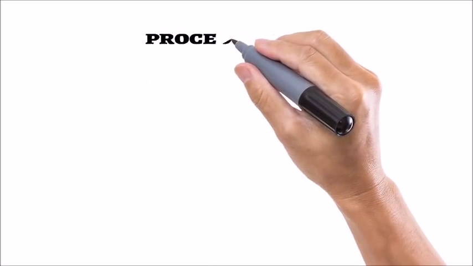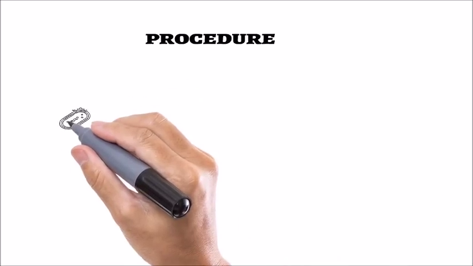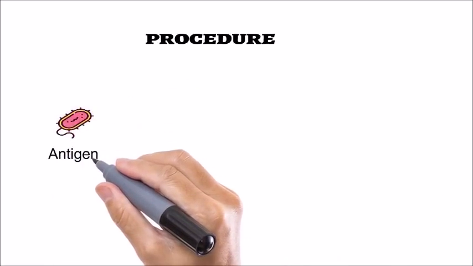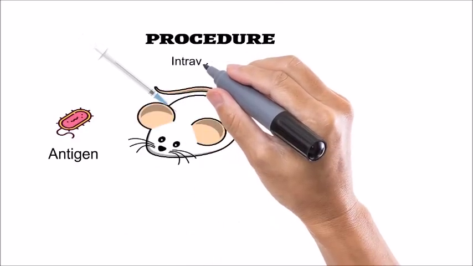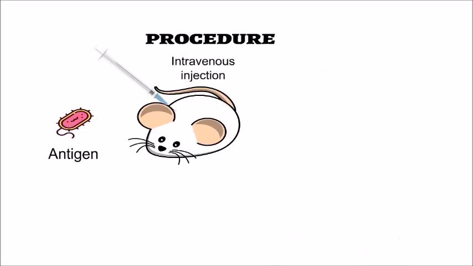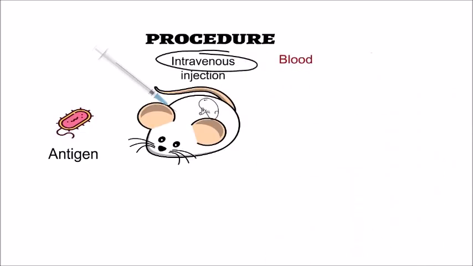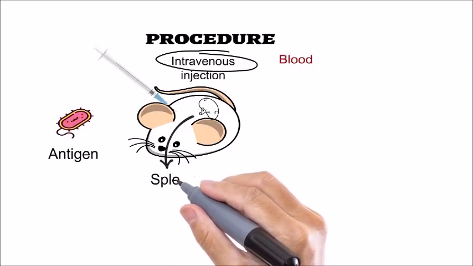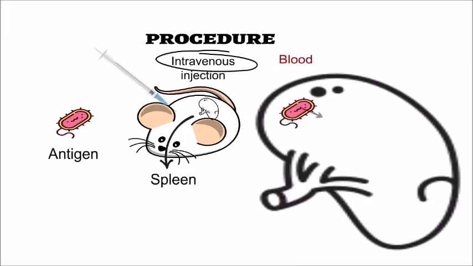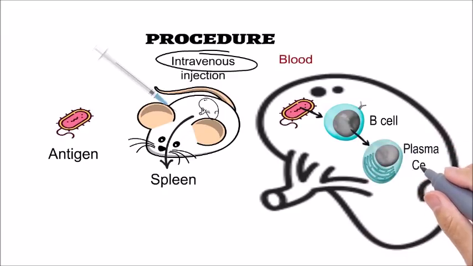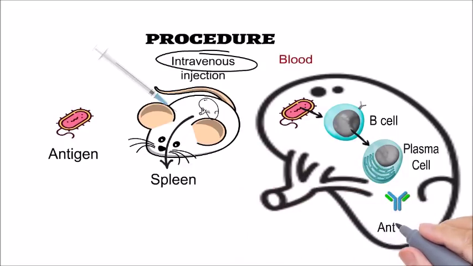Let us see the actual procedure of hybridoma technology. First of all, the antigen against which the antibodies are to be produced is injected intravenously into the lab animal. This lab animal is generally a mouse or any other mammal. Since the antigen is given intravenously, that is directly into the blood, the antigens are trapped in the spleen. Spleen is a secondary lymphoid organ. Inside the spleen, the antigen interacts with the B cells and activates them to convert into plasma cells. Once the plasma cells are produced, they secrete a large number of monoclonal antibodies against the antigen injected. After the plasma cells produce the monoclonal antibodies against our injected antigen, they are isolated from the spleen.